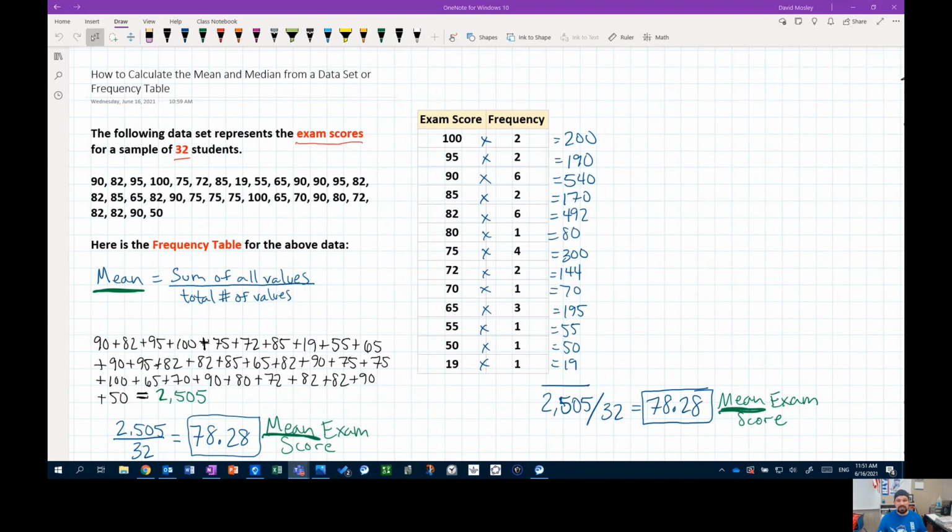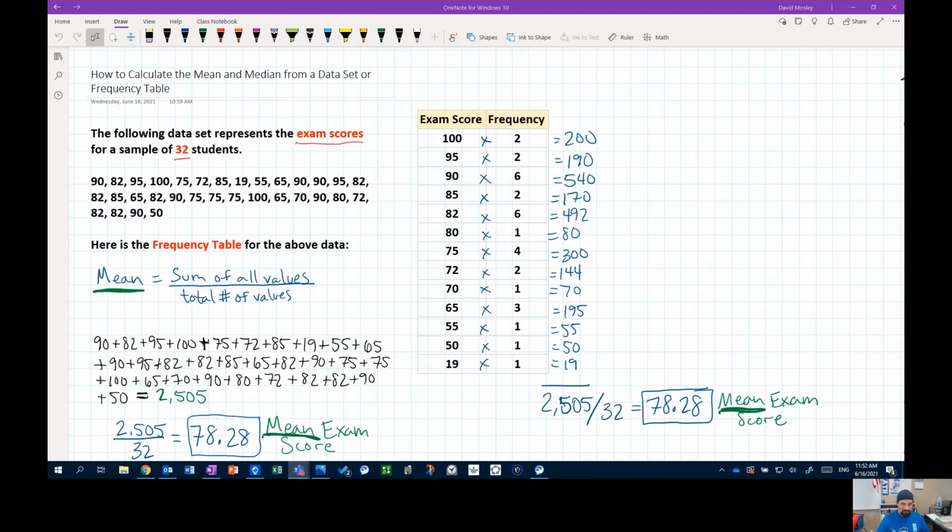To get the median takes a little bit more work, but the median is the middle value in the ordered list of all of our values. So the mean is the average value, and the median is the middle value. The first thing we need to do is order our data, going from smallest to largest.